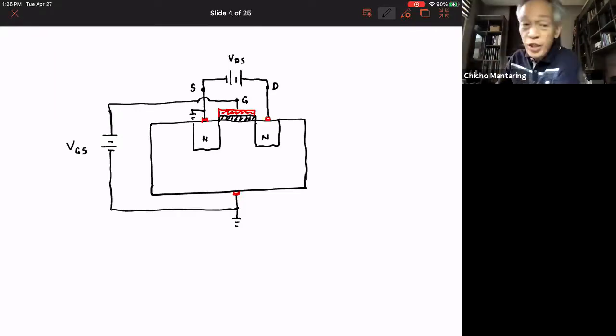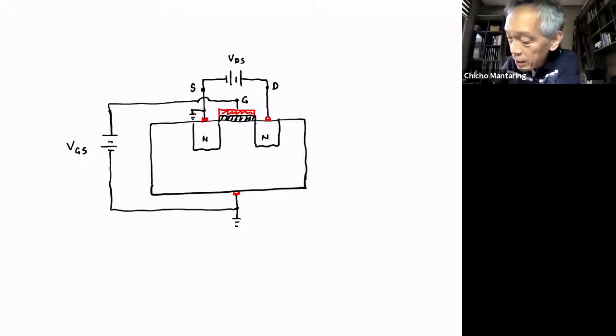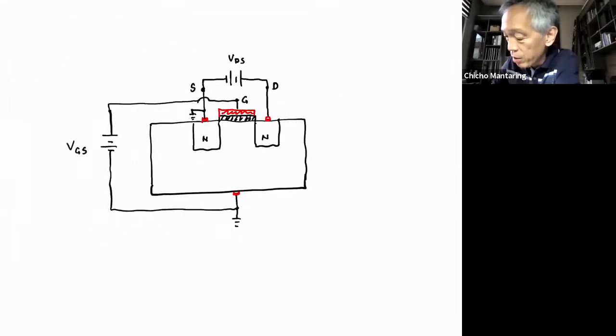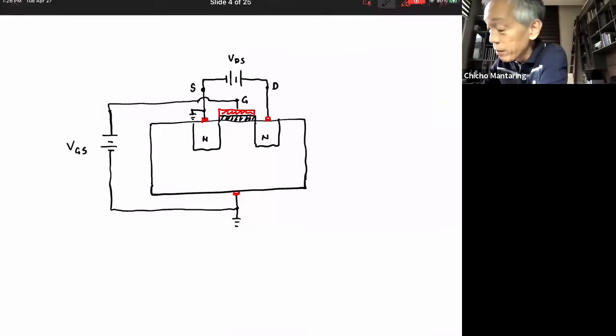The reason why it's called VGS is that it is the voltage from the gate to the source. But remember that my source is also connected to ground, just as my bulk is connected to ground. The bulk is connected to ground, and my source is also connected to ground. Now what's going to happen?